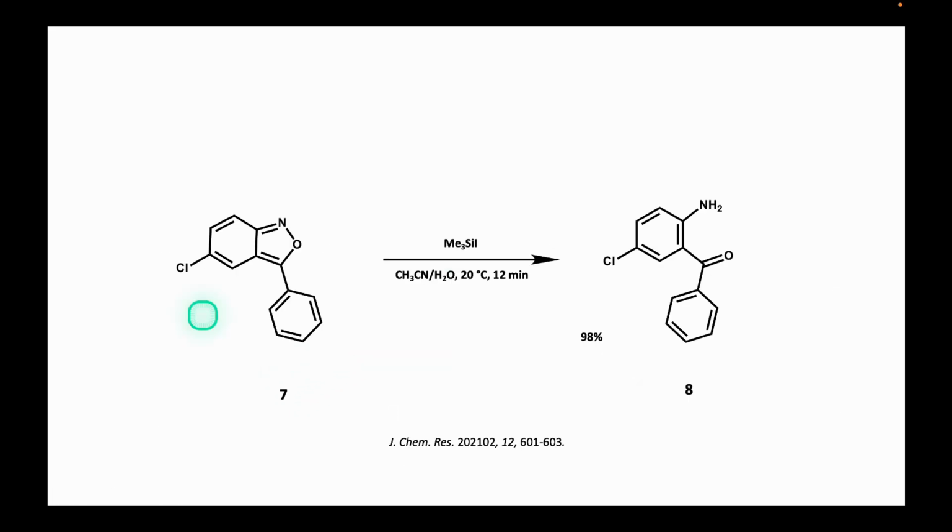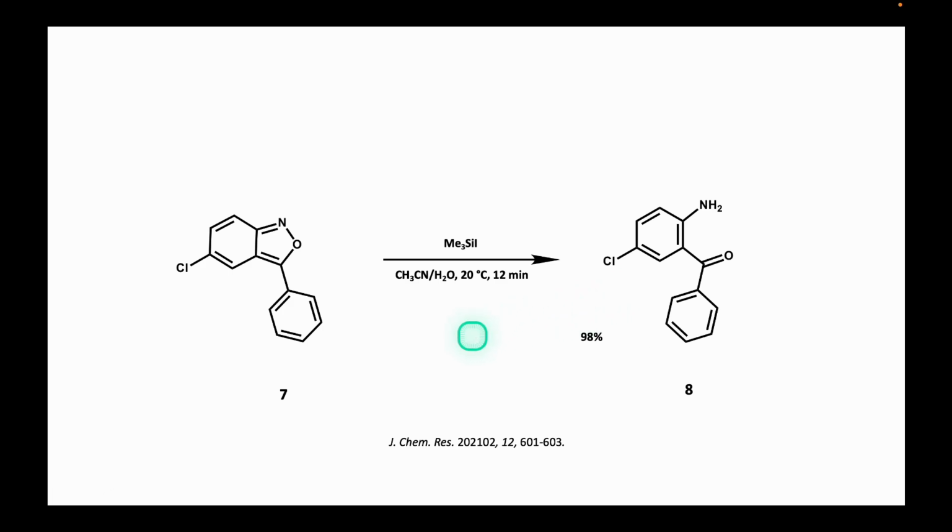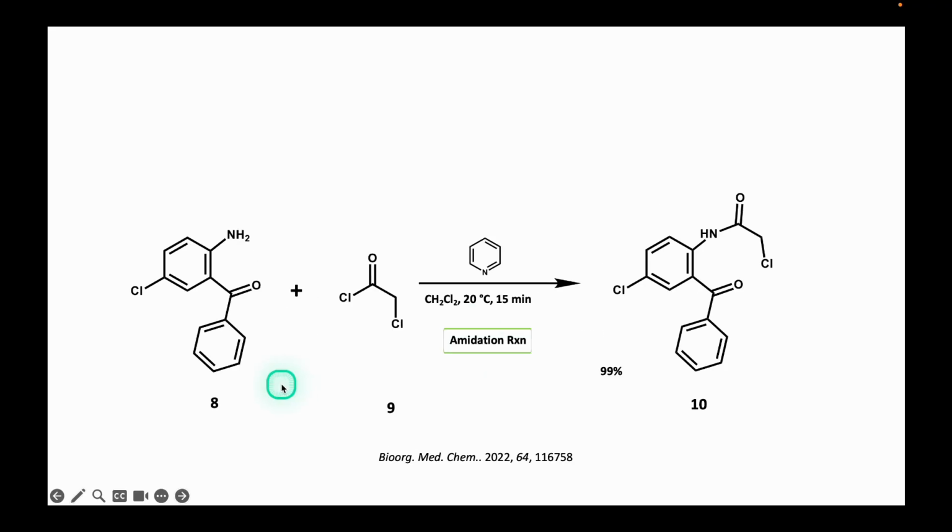The heterocycle is opened when treated with iodotrimethylsilane to produce ortho-aminobenzophenone 8. The heterocycle functions as a means to obtain the benzoyl group and the amino group in an ortho relationship. The reaction of compound 8 with chloroacetyl chloride then produces the chlorinated compound 10.